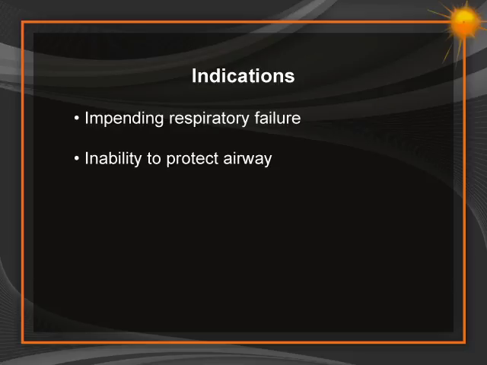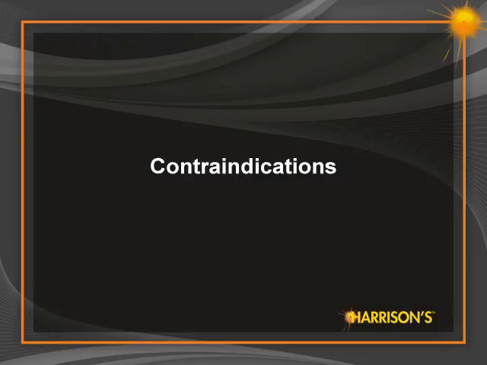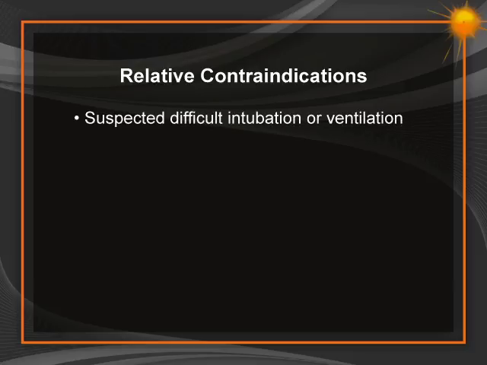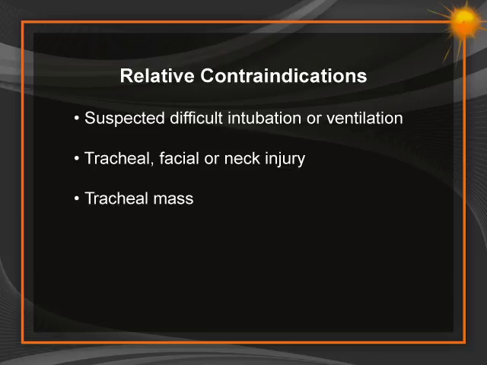Indications for endotracheal intubation include impending respiratory failure, inability to protect airway, cardiac arrest, and general anesthesia. There is no absolute contraindication to endotracheal intubation, except if a patient has a do not intubate directive. Relative contraindications include suspected difficult intubation or ventilation, tracheal, facial, or neck injury, tracheal mass.